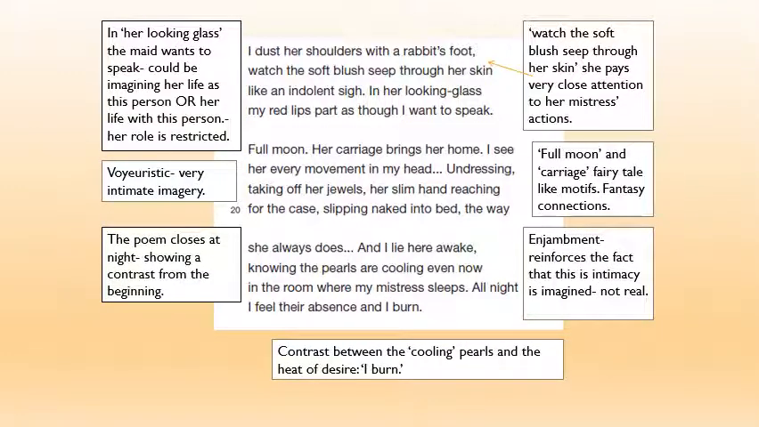Okay, here we are. More annotations I want you to think about. "I dust her shoulders with a rabbit's foot. Watch the blush deep through her skin." She pays very close attention to her mistress's actions. I don't need to go over all these. Just read them and write the notes into your books. So you need to bullet point these annotations alongside the quotations that match them.